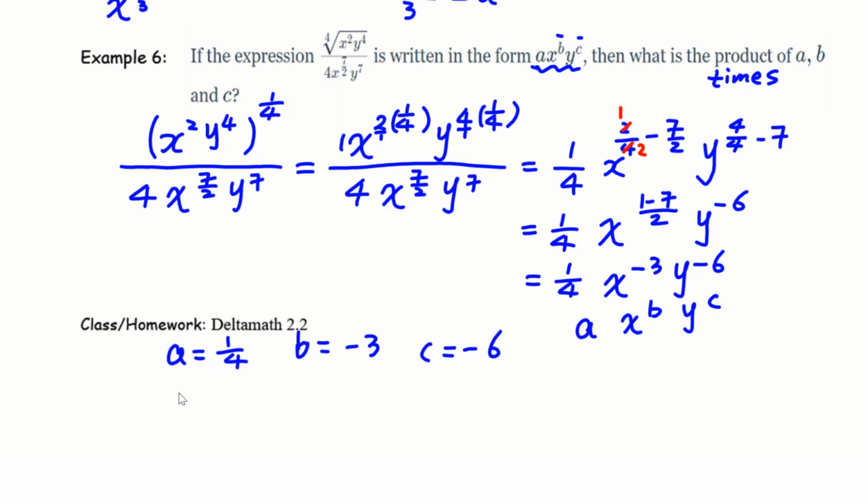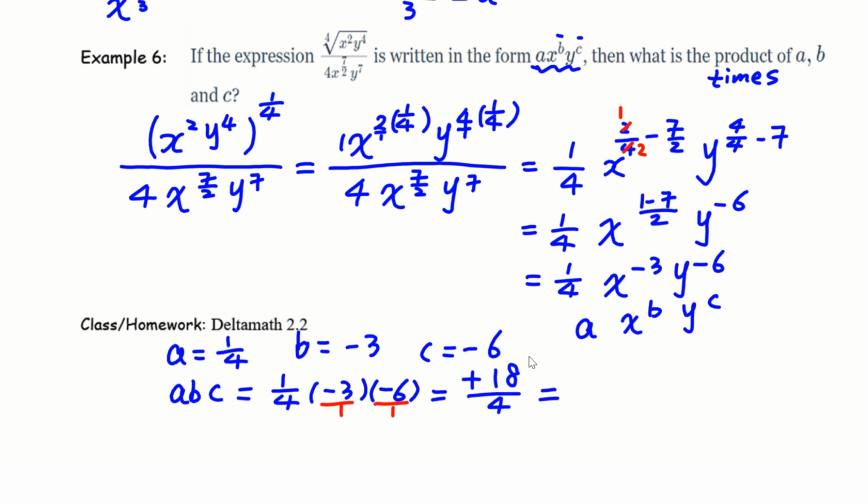The product of a, b, c means a times b times c. We have 1 over 4 times negative 3 times negative 6. So numerator times numerator, denominator times denominator. For the integer, the denominator is 1. So you will have negative 3 times negative 6 is positive 18. Then divide by 4. In the lowest form, both can be divided by 2 because they are even numbers. So we have 9 over 2. So this is our final answer.